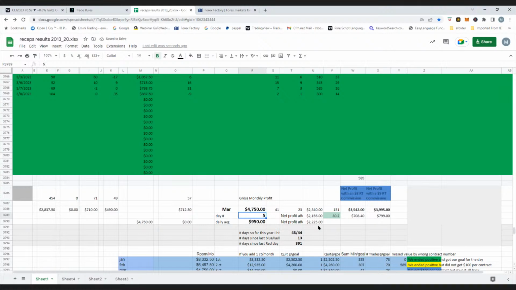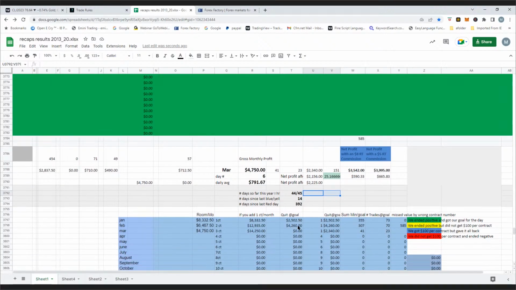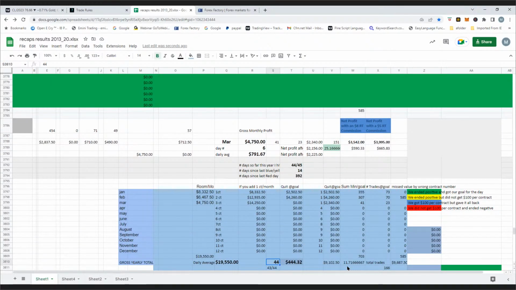Today is the 6th day of the month, and 44th out of 45 days that we got the goal. Then we had a green day anyway, and the 14th consecutive green day. And 392 business days since my last red day. 392 business days since my last red day. That puts it in 2021. And this becomes a 45.